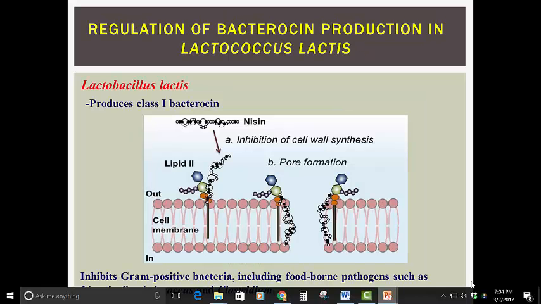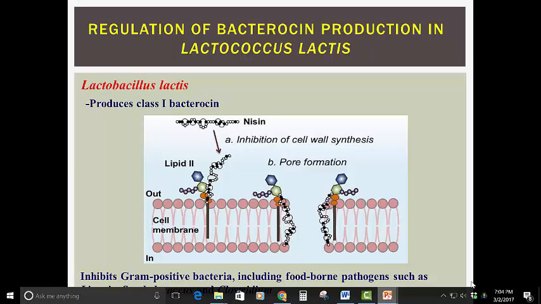Moving on to Lactococcus lactis. Lactococcus lactis is a gram-positive spherical-shaped bacterium. It produces a bacteriocin called nisin that inhibits the growth of many gram-positive bacteria. Bacteriocins are antimicrobial peptides that help bacteria fight competing bacteria in microecological systems. Nisin is an example of a bacteriocin. It is considered to be a class 1 bacteriocin.